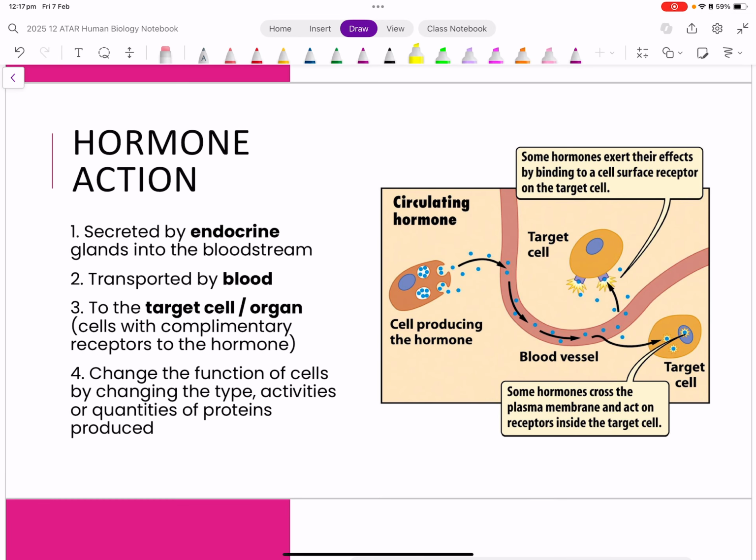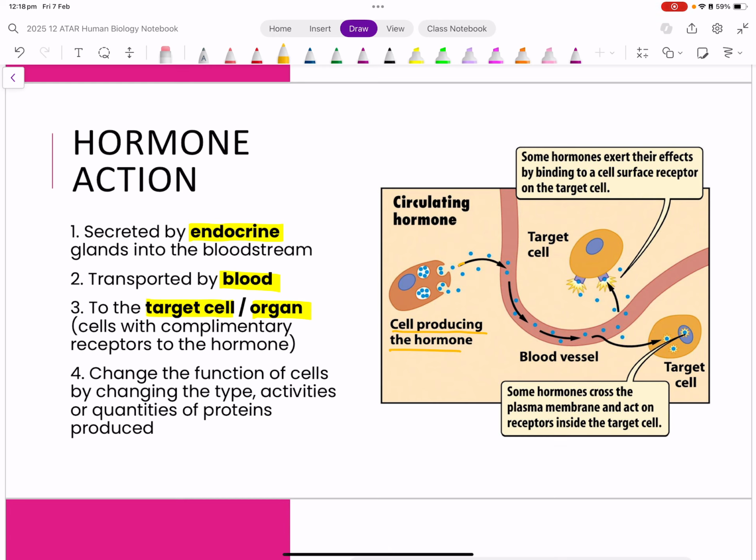Well, in our last lesson, we learned that hormones are released by this thing called the endocrine system. And this endocrine system is made up of a series of glands which release hormones into the blood. Hormones will then travel through the blood until they reach a particular target cell or target organ. So in this diagram on the right here, we can actually see, firstly, I'll underline this in yellow, the cell which is producing a particular hormone.